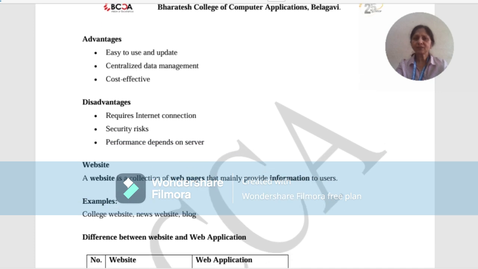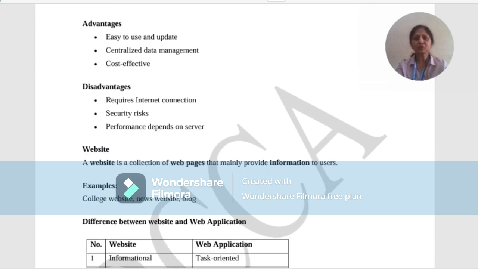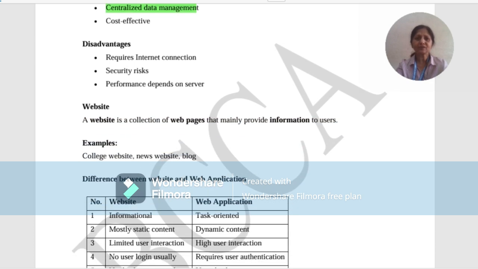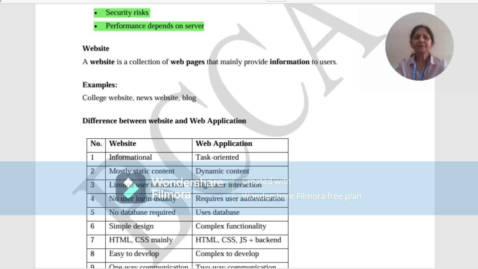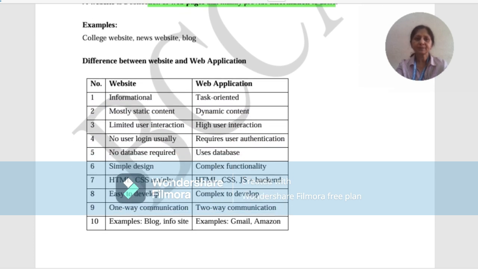Let us see the advantages. Advantages are easy to use and update, centralized data management, and it is cost effective. What are the disadvantages? It requires internet connection, security risks are there, performance depends on server. And what is a website? A website is a collection of web pages that mainly provide information to users. Examples are college websites, news websites, or blogs.